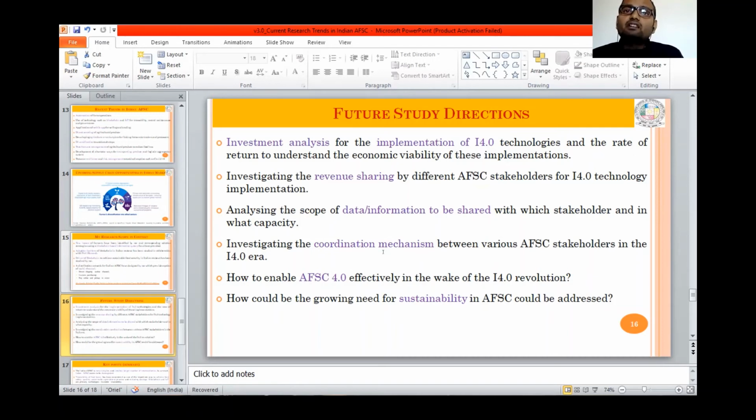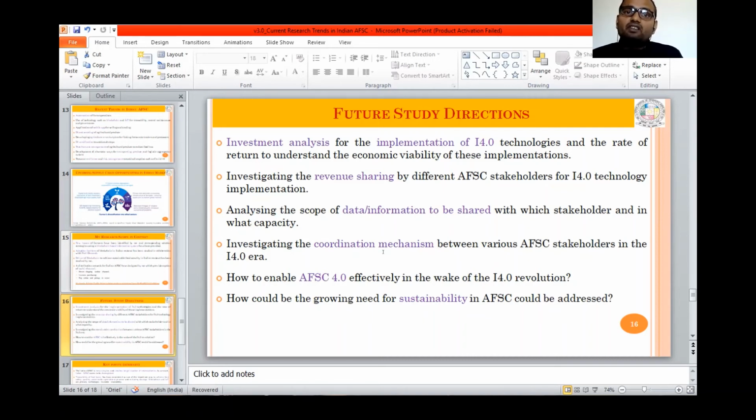And then when we are trying to implement some technologies, which stakeholder should share revenue, and how much they should invest. All these details should be carried out, and then what kind of data is to be shared with which stakeholders, and how the coordination mechanism can be done. These things should be focused on by future researchers.